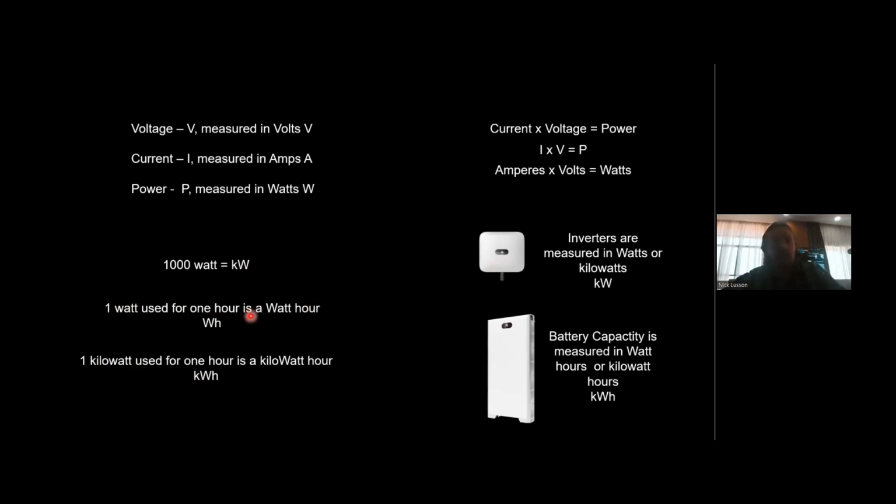So watts and kilowatts, we're talking about the inverter capacity. Inverters are measured or rated by their kilowatts. And then batteries are measured and rated by watt hours or kilowatt hours. This is a common mistake that people make: they might say, I have a 5 kilowatt battery, and that's not technically correct. Batteries are measured with watt hours. So you could have a 5 kilowatt hour battery.